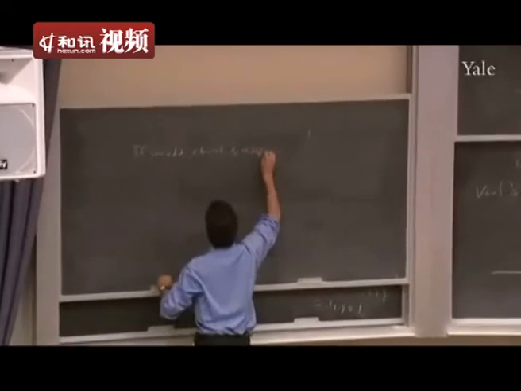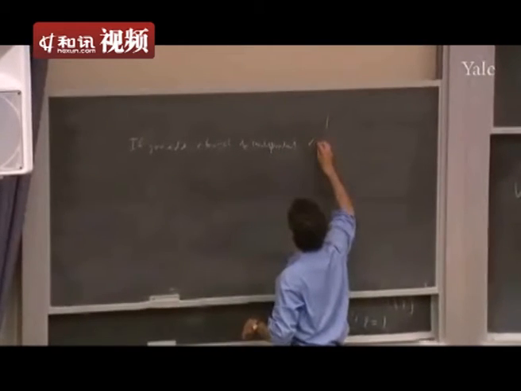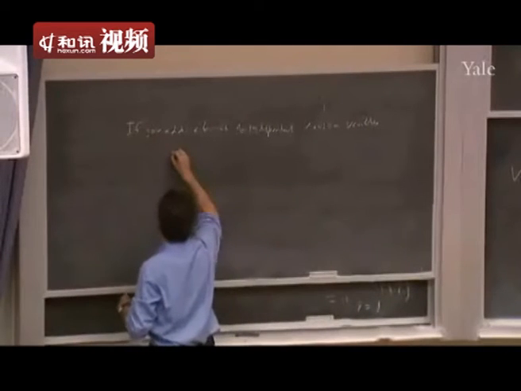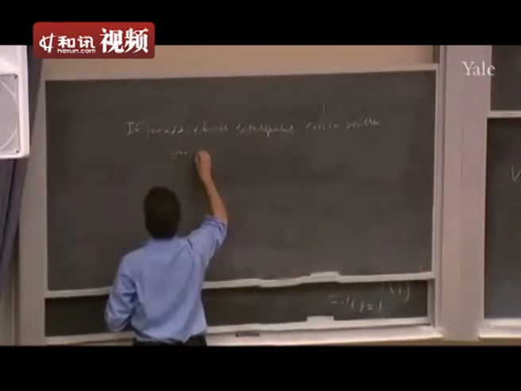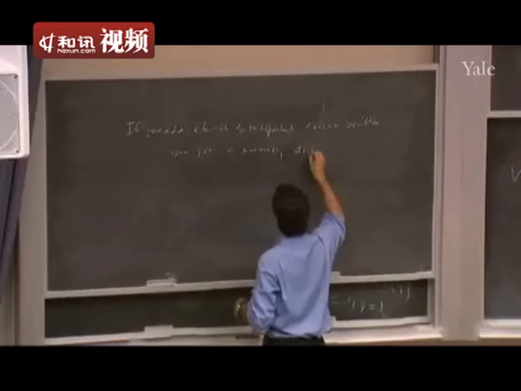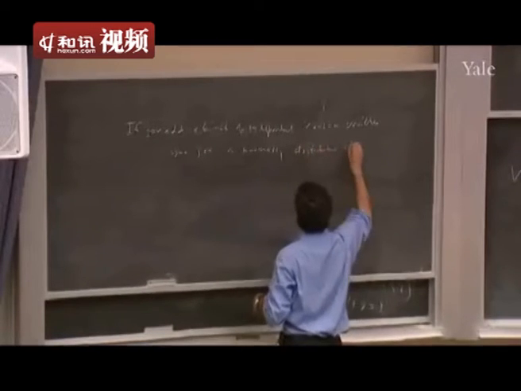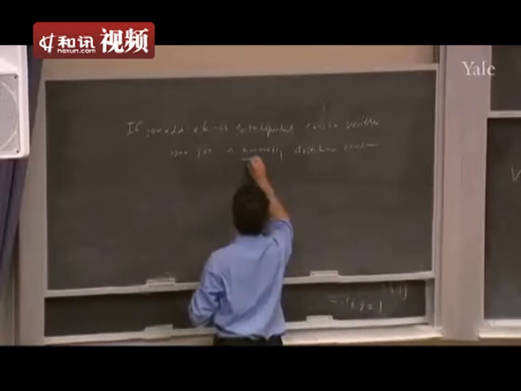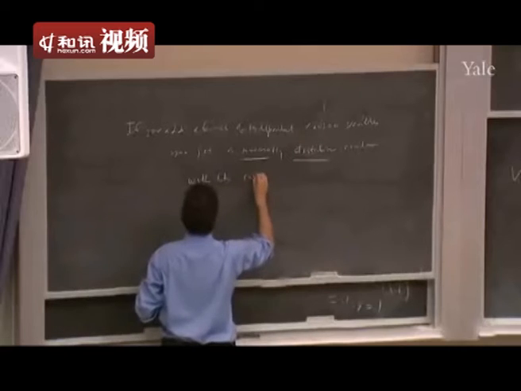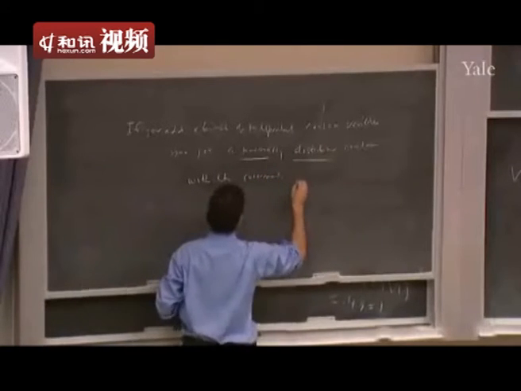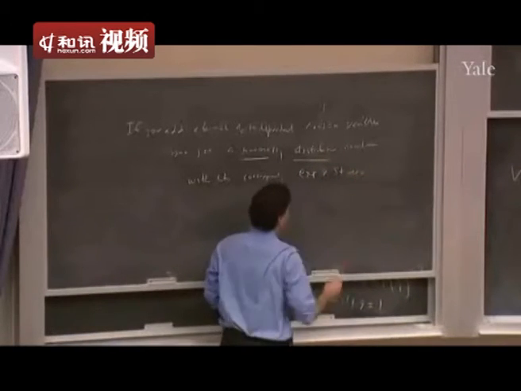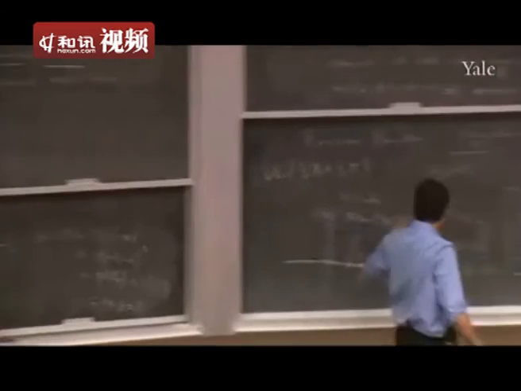independent things together, independent random variables, so I'm going to speak very loosely now, you get a normally distributed random variable, with the corresponding expectation and standard deviation.